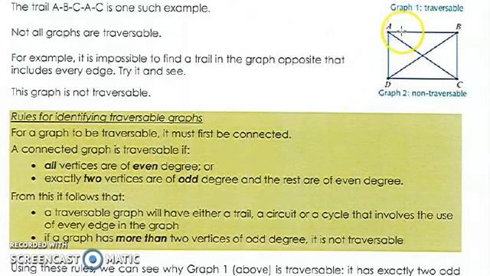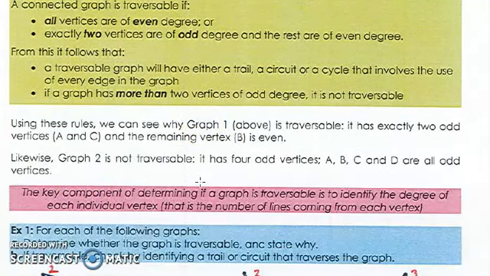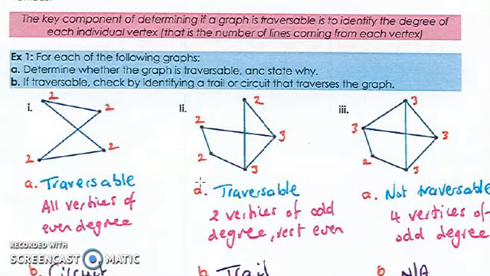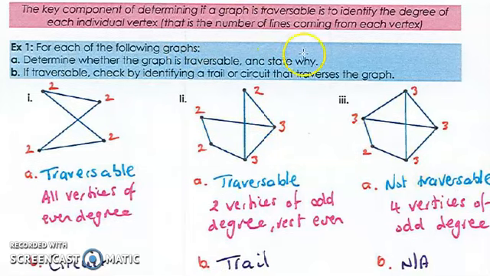But here it doesn't work because there's 1, 2, 3. It's actually 3 for each vertex. It says here, if a graph has more than 2 vertices of odd degree, which it has 4, it is not traversable. So I knew for a fact that this is not traversable. So the key component of determining if a graph is traversable is to identify the degree of each individual vertex. That is the number of lines coming from each vertex or going.